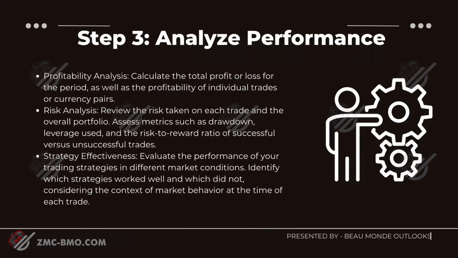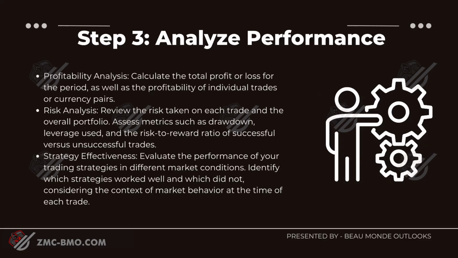Now, step 3, analyzing performance. First of all, of course, profitability. Calculate the total P&L for the period, as well as the profitability of individual trades or pairs. You may see a pattern emerge. Risk analysis. Review the risks taken on each trade and the overall portfolio. Assess metrics such as drawdown, leverage used, and the risk-to-reward ratio of successful versus unsuccessful trades.